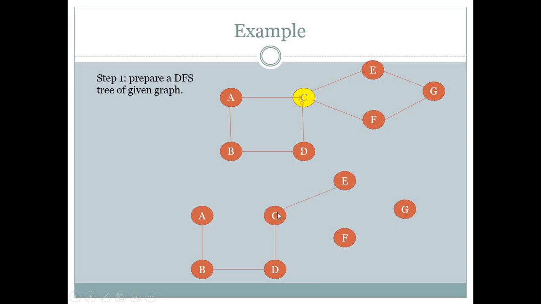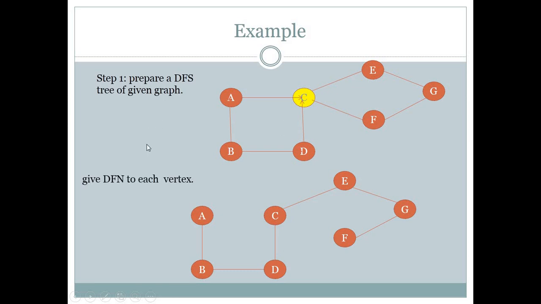If we select C to E, then in the next step we find the adjacent node of E, which is G. Next we find the adjacent node of G, which is F. From F we can go to C, but C is already visited. Then this is the DFS tree of this given graph.